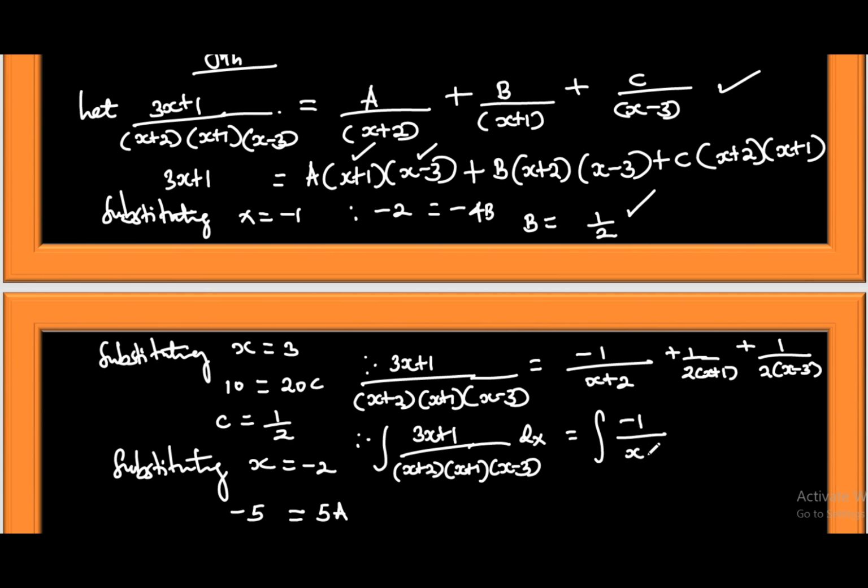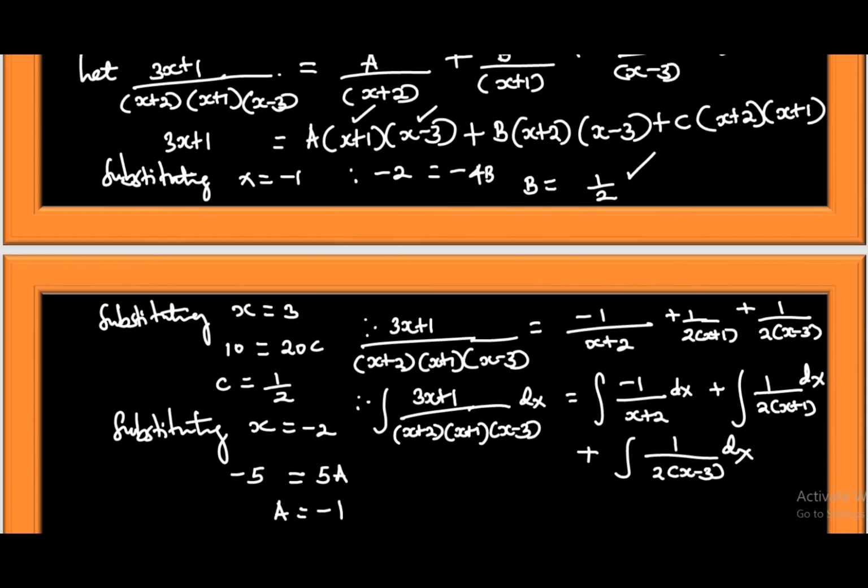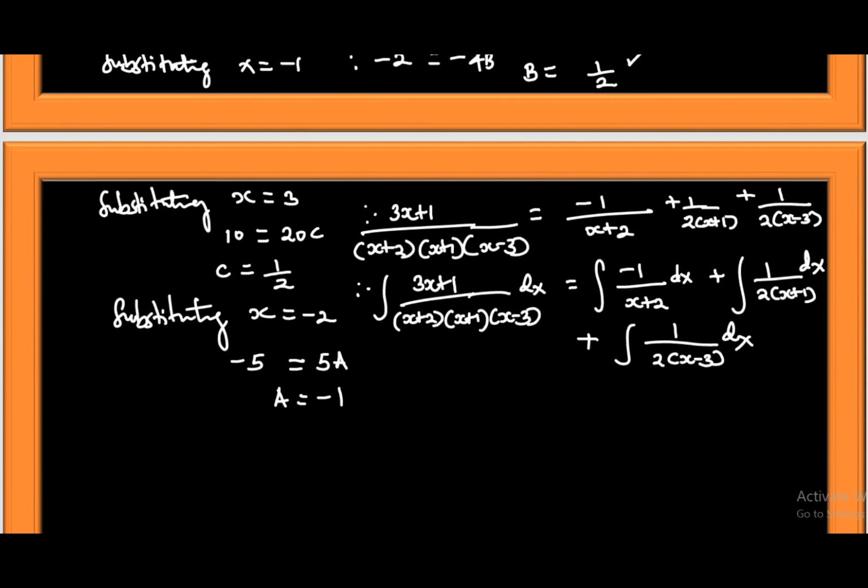So I have the integral of negative 1 out of x plus 2 with respect to x, plus the integral of a half, of course, now the 2 down is multiplied by x plus 1, and then plus the integral of 1 out of 2 into brackets x minus 3 with respect to x. So from here, we can make a conclusion of these integrals, but you still need knowledge from the previous tutorials for you to manage.